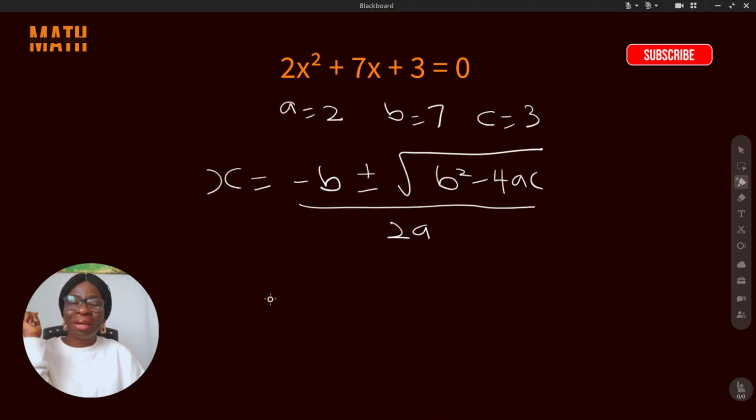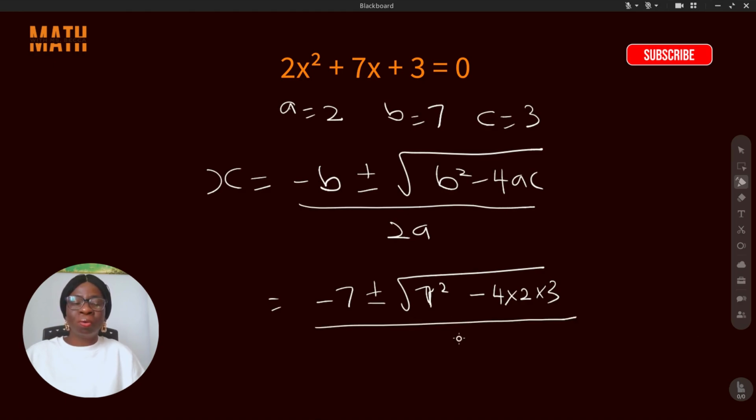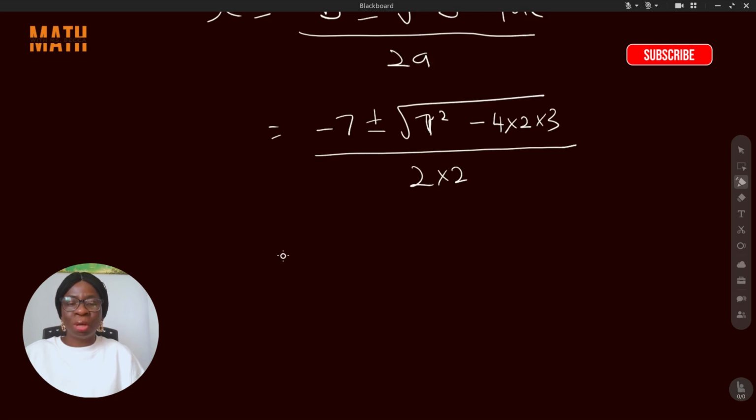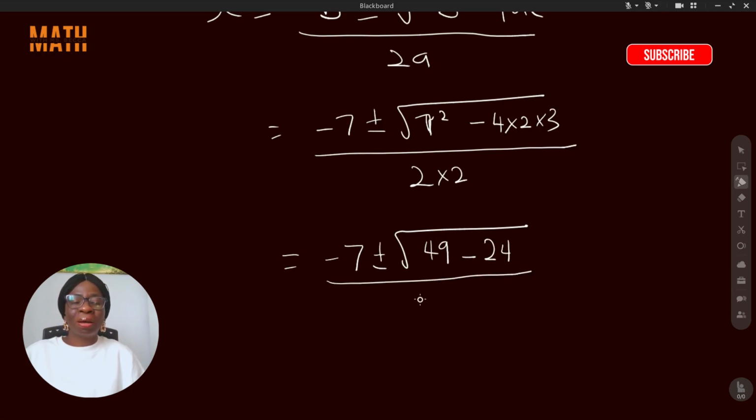So we have minus b, that will give negative 7, then plus or minus the square root of b squared, this is 7 squared, then minus 4 times a is 2, then times c is 3, and all over 2 times 2. Now let's solve further so that we have negative 7 plus or minus the square root of 7 squared is 49, then minus 4 times 2 is 8, 8 times 3 is 24. So we have minus 24 all over 4.